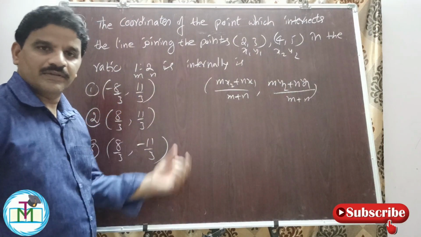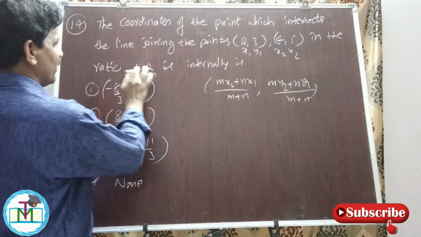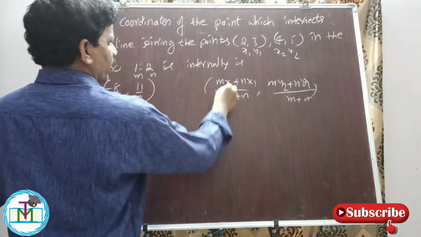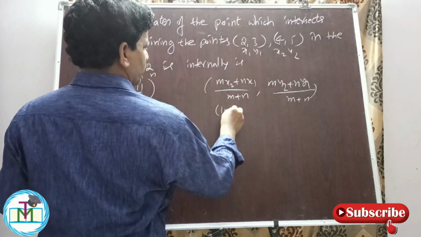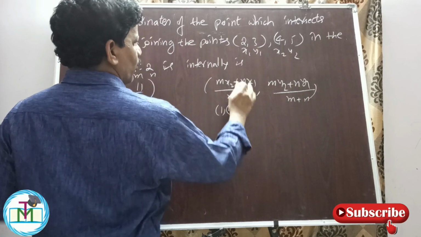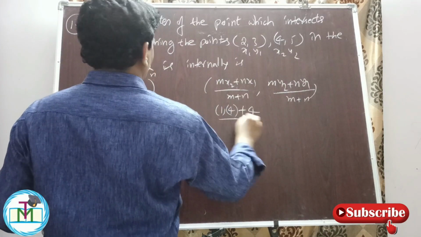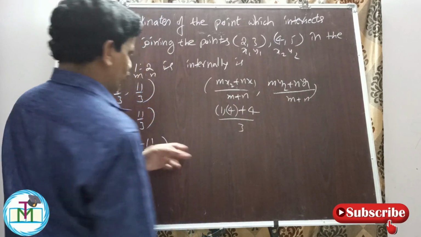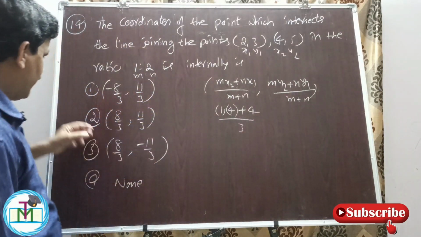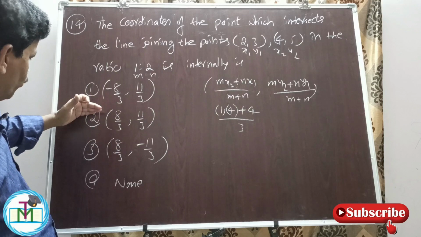This is m:n. Right, let us substitute these values. m is equal to 1 here. 1 into x2. What is x2? 4. 1 into 4 plus n x1. n is 2. 2 into 2, 4, by m plus n, 3. If I check up to here, 4 plus 4, 8 by 3. 8 by 3 I have in option 2 and option 3.